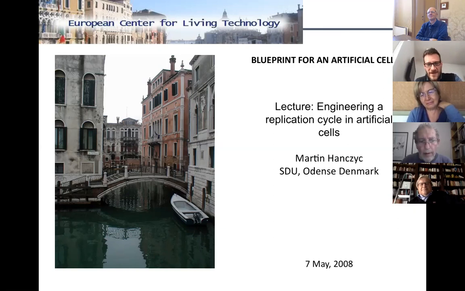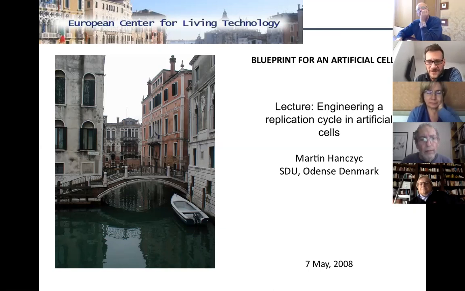That's continuing now, because we have this mutual interest in living technology, and there are different ways, of course, to define this. I will tell you about my interest in living technologies.